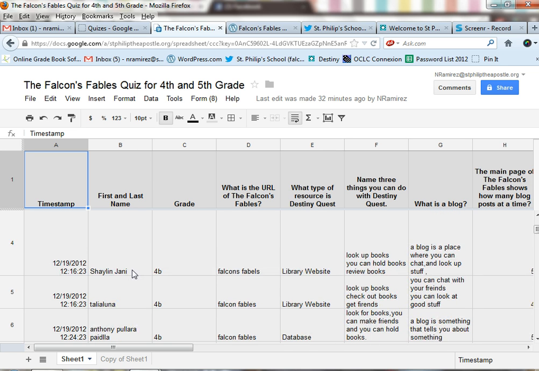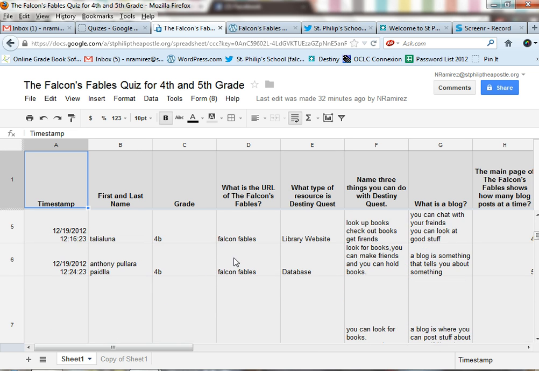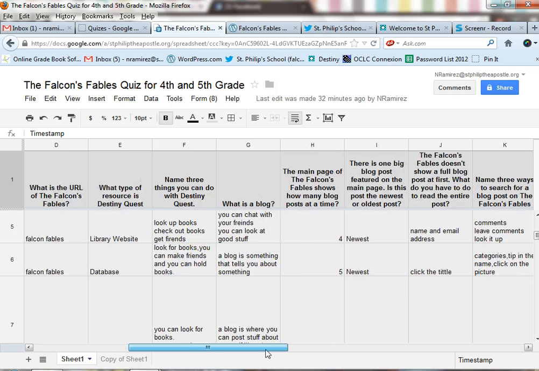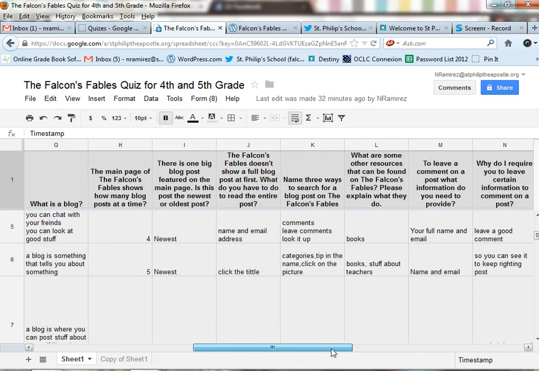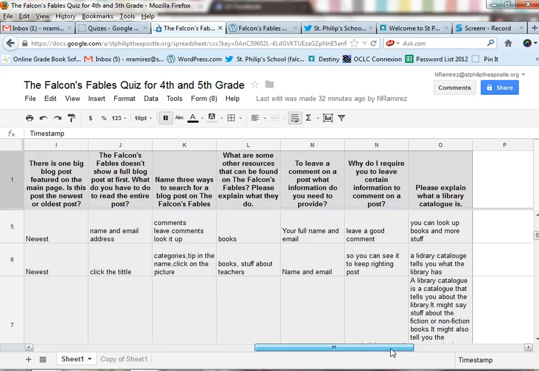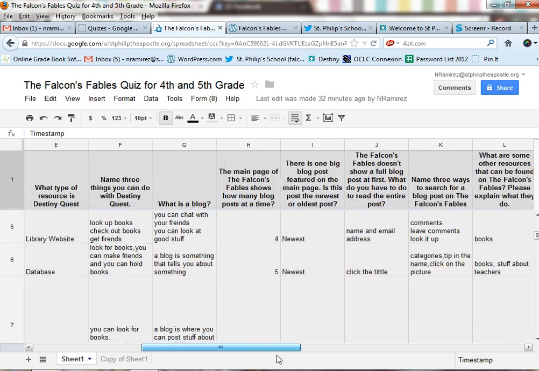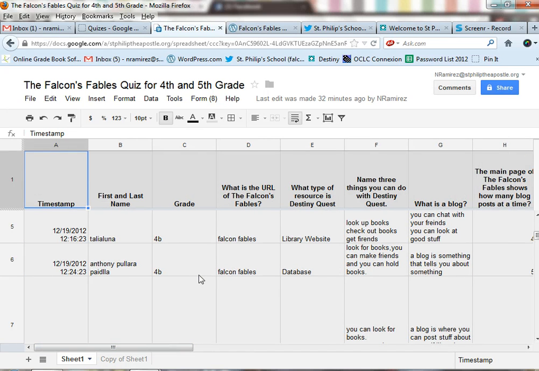You can see I have their names, their grade, everything that the form asked them to put in is here. I don't know if you noticed, I had some multiple choice questions. I had some questions where they had to type. There's many different ways to set it up. So I could print this out. I could just grade from it on my computer, whichever way you wanted to.